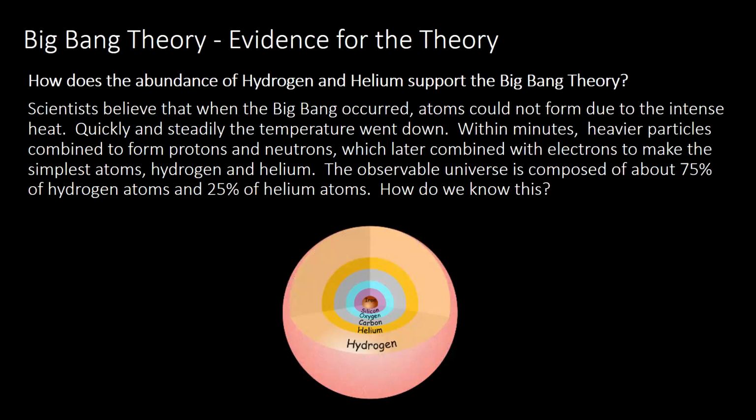Scientists believe that when the Big Bang occurred, atoms could not form due to the intense heat. Quickly and steadily, the temperature went down. Within minutes, heavier particles combined to form what are called protons and neutrons, which later combined with electrons to make the simplest atoms, hydrogen and helium. About 75% of hydrogen atoms and 25% of helium atoms make up the observable universe. How do we know this?